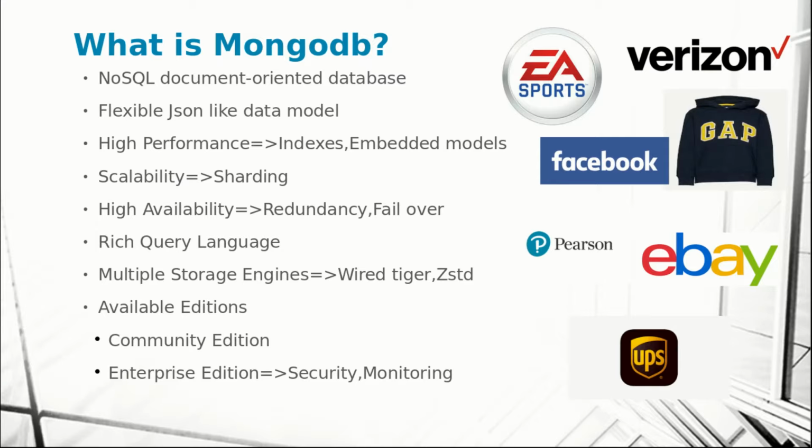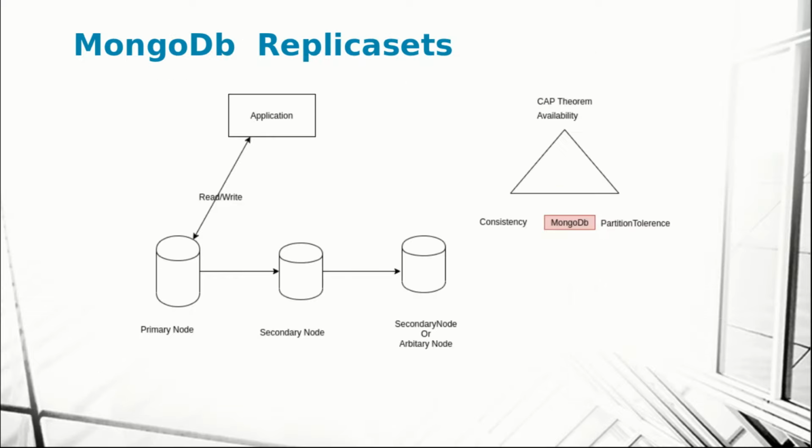Okay, and on your right side you will see the customers who are already using MongoDB in their enterprise environments. You have EA Sports, Verizon, Facebook, Gap, PSN, eBay, UPS. Now those are some of the big brands which already use MongoDB in their enterprise environments.